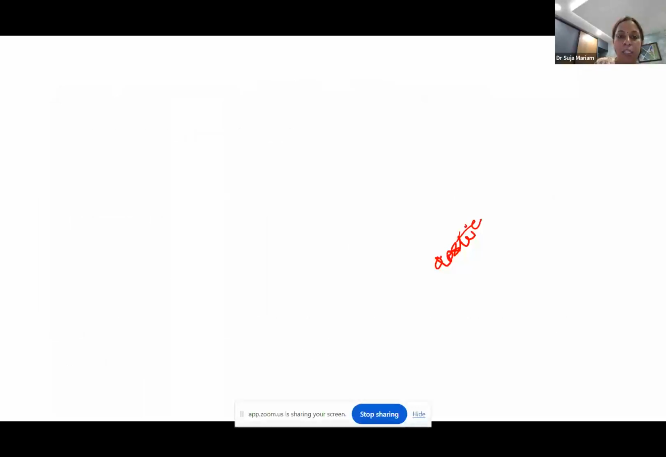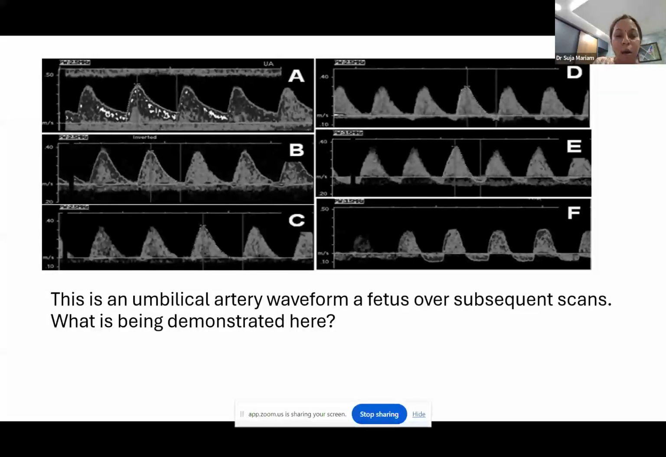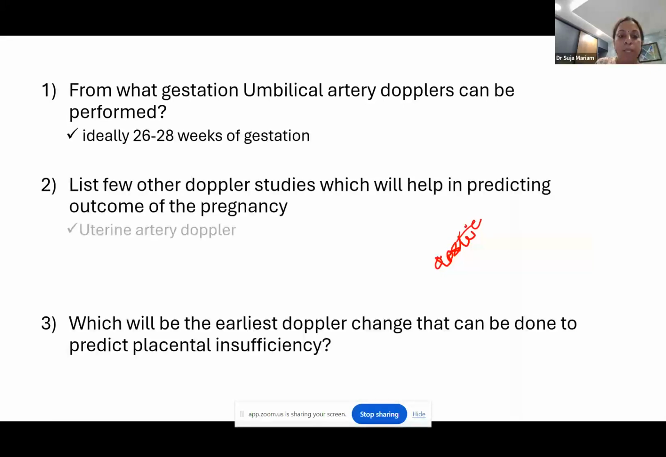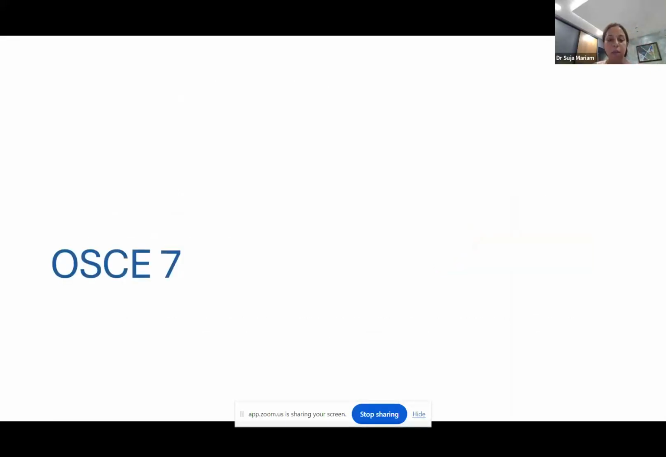Now, in this slide, you can see a baby's placental insufficiency or resistance progressing. Now, you have a normal Doppler here, then you have a reduced Doppler, then you have something here called an ADF, where there is absent end diastolic flow. There is some reversal, and here you have a complete reversed end diastolic flow happening. Okay. So with that, let's go into the next OSCE.